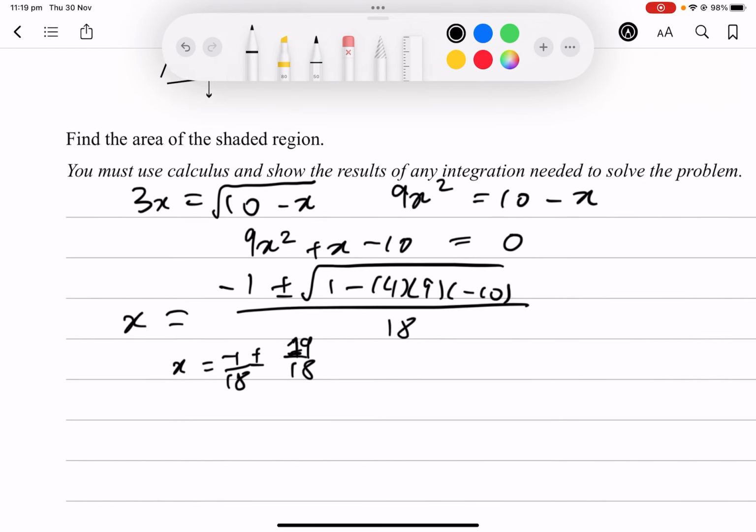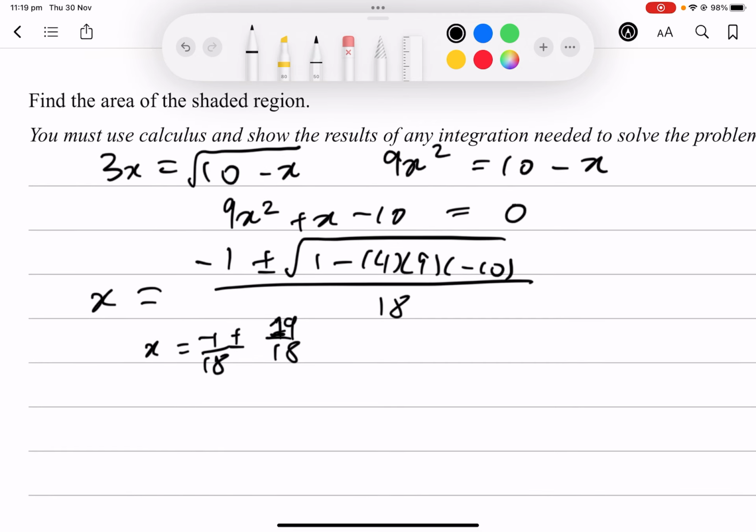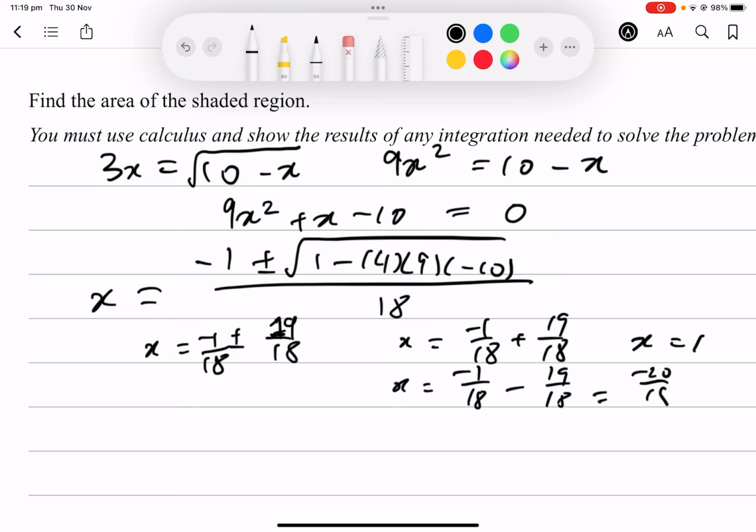Oh no, not really. Okay, sorry about that. So we have x equals negative 1 on 18 plus or minus 19 on 18. So x equals negative 1 on 18 plus 19 on 18, so that's x equals 1. We also have x equals negative 1 on 18 minus 19 on 18. That's going to be negative 20 over 18.